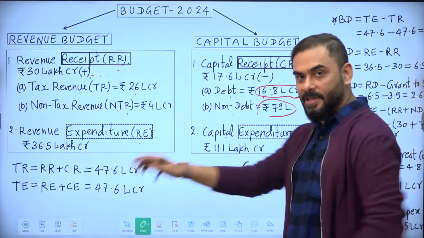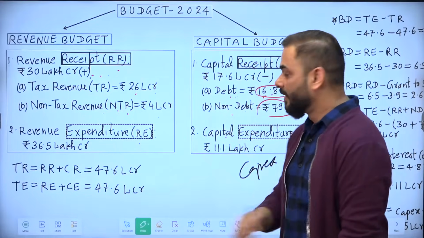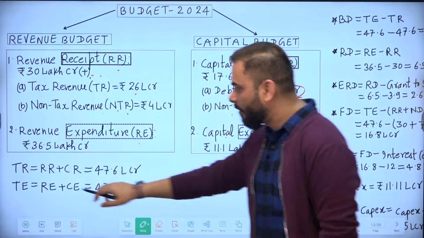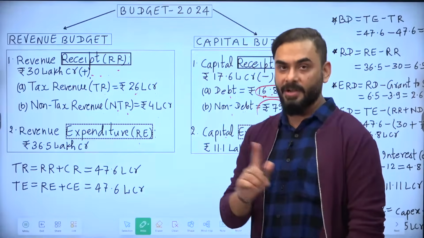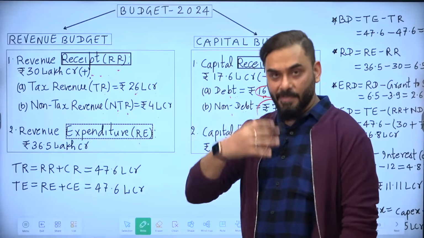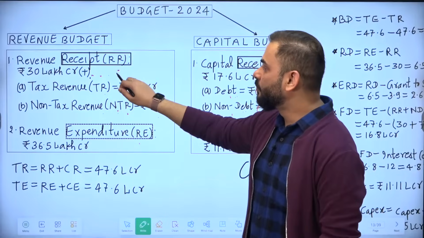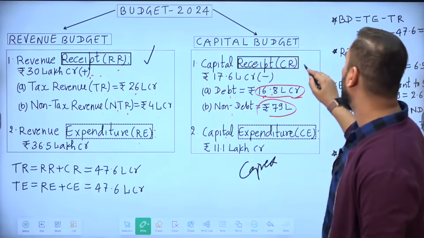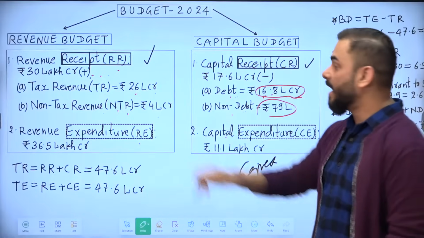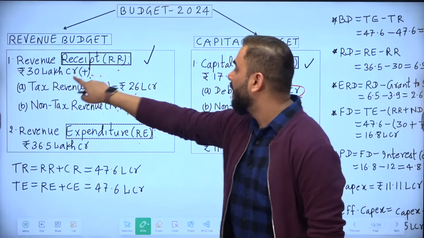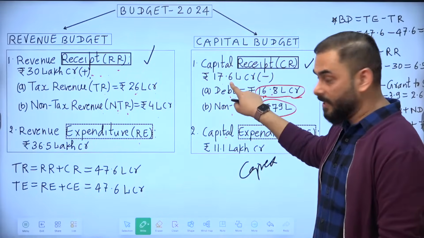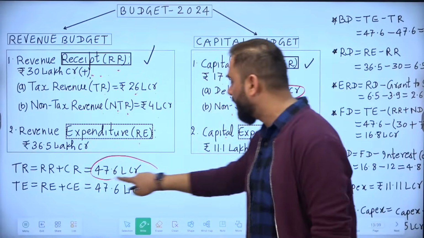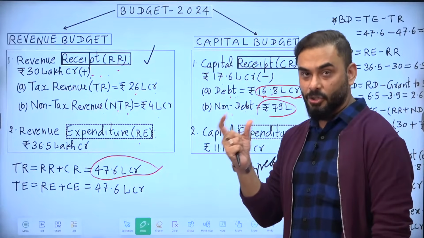Just for fun, I'm doing this, so that you understand the fundas really well. Now, what is the formula of total revenue? What is the total revenue? So total revenue means the money that the government of India earns. So the government of India earns this one, revenue receipt, and the government of India also earns capital receipt. Add it. So this is 30 lakh crore plus 17.6. 30 plus 17.6 is 47.6 lakh crore. This is the total revenue.